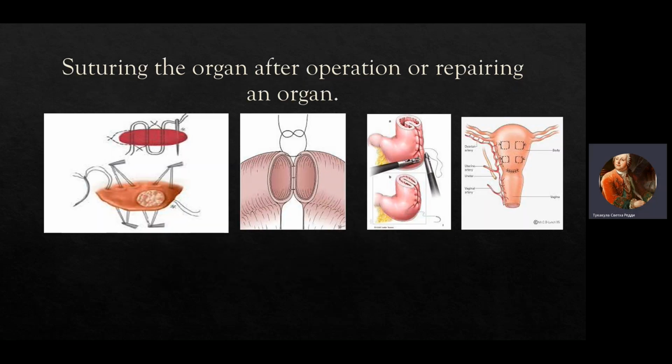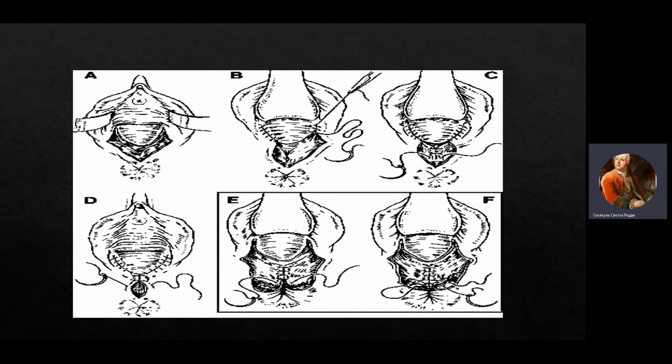After repairing a certain organ of the abdomen and pelvis, we suture the organ according to its morphology. This is the liver suture, and this is the small intestine suture, which is a very important suture, and this is the gastric suture on the stomach, and this is the uterus suture. These are the vaginal repair and sutures.